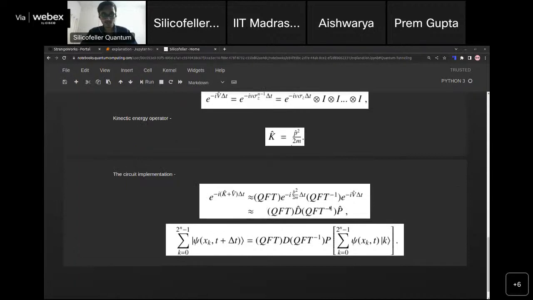So we apply the QFT and then we apply the kinetic energy operator, and then we change the basis back to the computational basis, and then we apply the potential energy operator. The details of all this are beautifully explained in the paper, and I would really suggest you take a look at it. And finally, what we arrive at is a simple equation of this sort, which says that the time evolution of a wave function can be implemented using this sort of circuit.